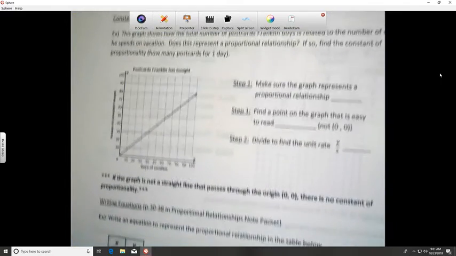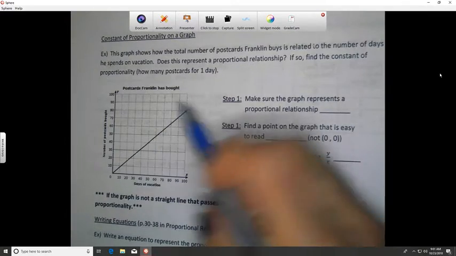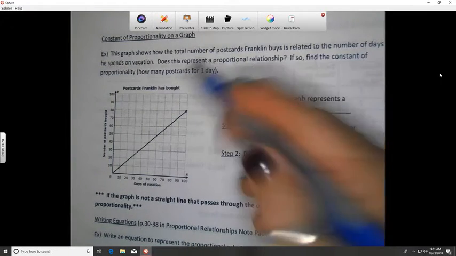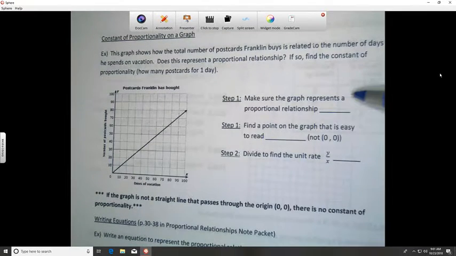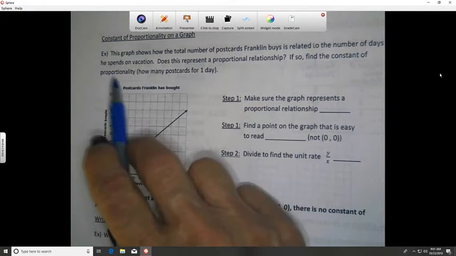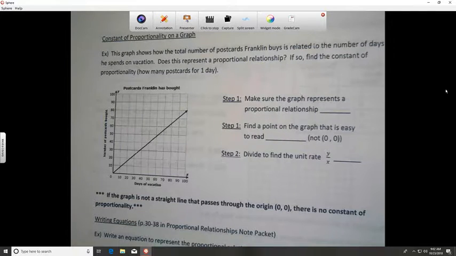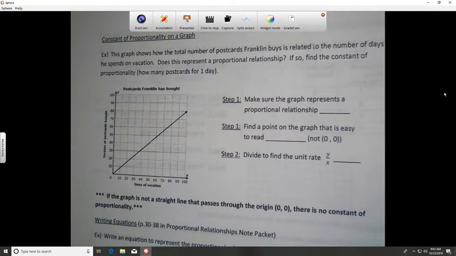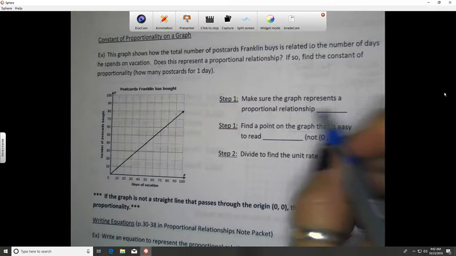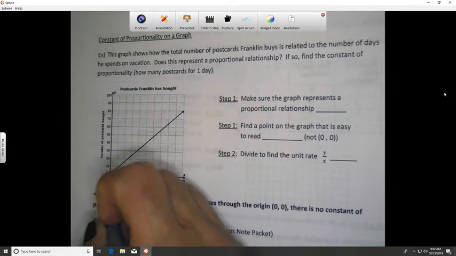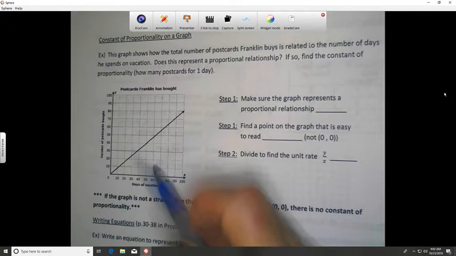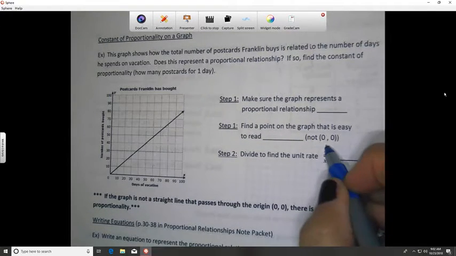Okay, next page. Okay? Proportional, yes it is. Well, you can tell by looking at it, but it's going to ask you more. Okay? So, find the constant of proportionality from a graph. Okay. So make sure the graph is proportional. Elijah, is this graph proportional? Yes. Okay. Find a point, but not 0, 0. And you want a perfect point.